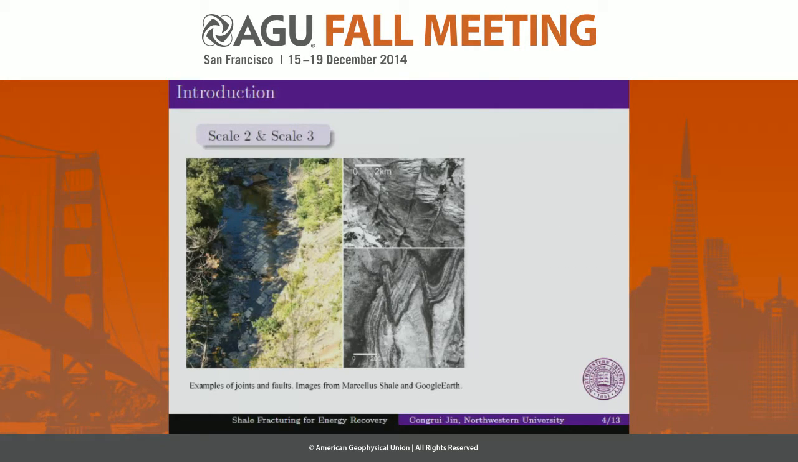At scale 3 and scale 2, the mechanical and hydraulic properties of many rock masses are significantly affected by the additional mechanical compliance and fluid conductivity that result from joints and faults. Depending on the structure, geometry, and porosity, faults may act either as seals or preferential pathways for fluid flow.